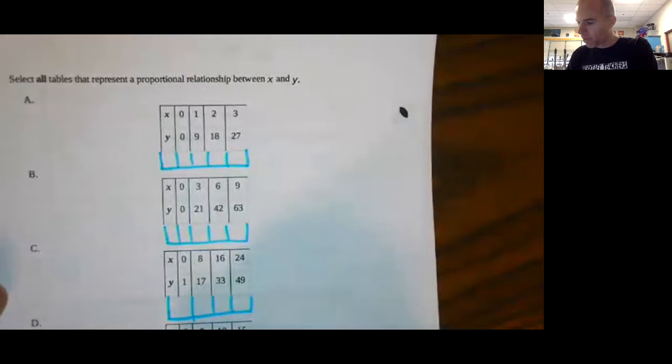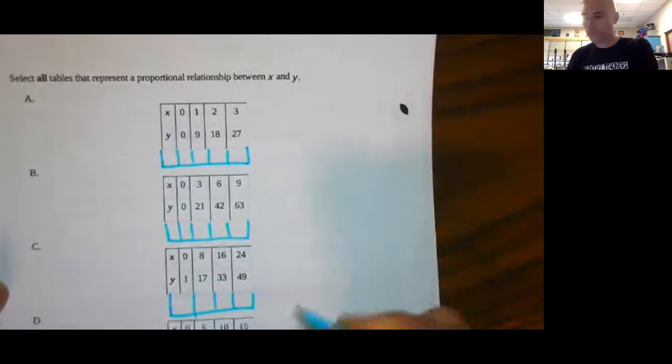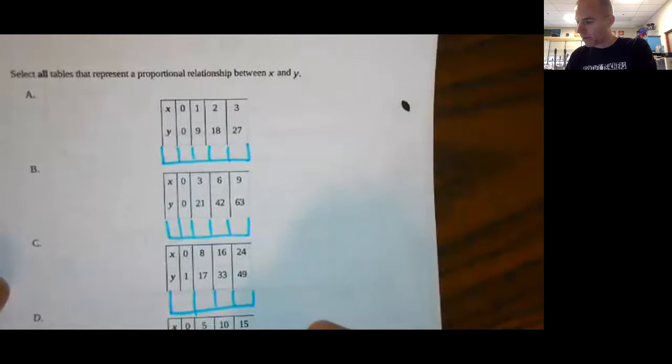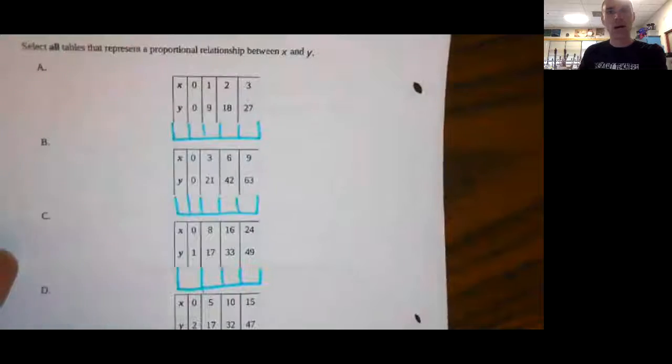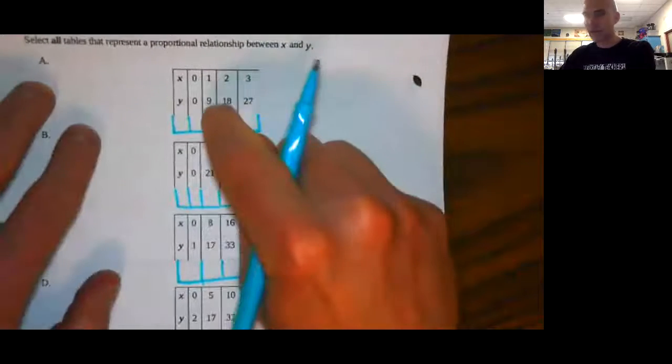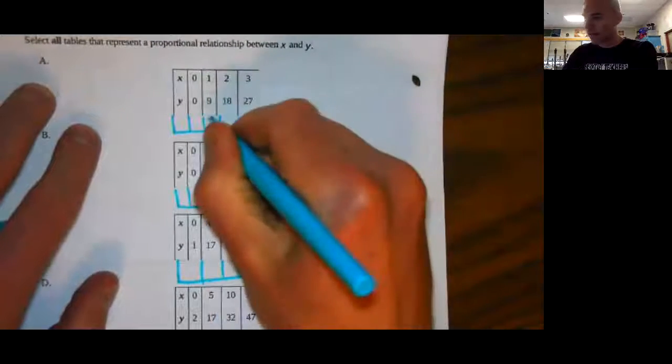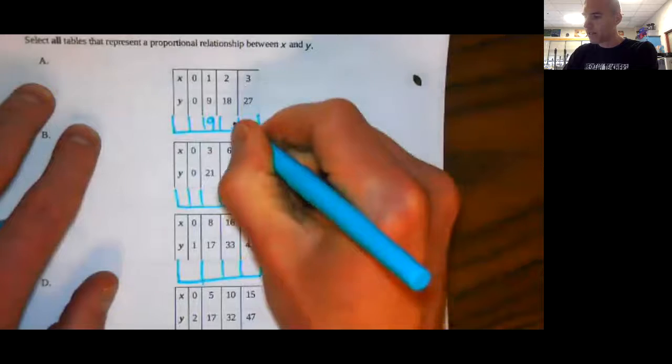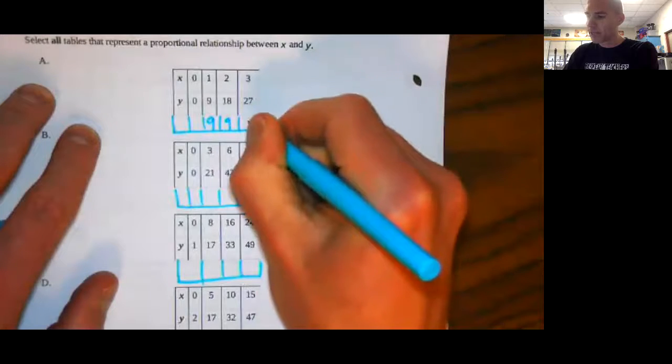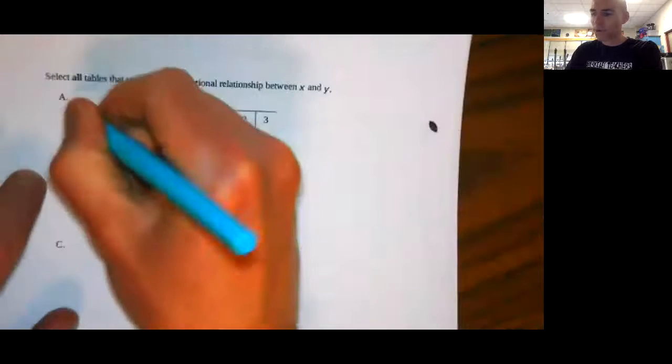And so I'm not going to bother writing that Y divided by X for each one of these though. I just expect you to understand that in each one of these, I'm doing Y divided by X. So 9 divided by 1, 9. 18 divided by 2 is 9, and 27 divided by 3 is 9. So this one is proportional. I would select it.